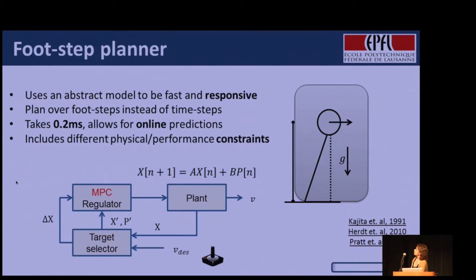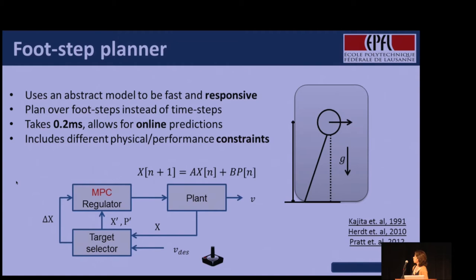Our footstep planner is basically a model predictive control. It uses an inverted pendulum as the simplified system dynamics for the humanoid. It plans over footsteps rather than time steps. Since it's using a very simplified model, it can perform online, and it can provide online predictions for us. And by its definition, it can include different physical performance constraints.